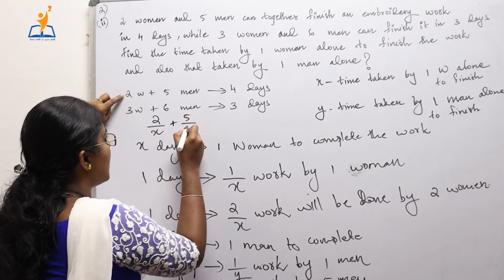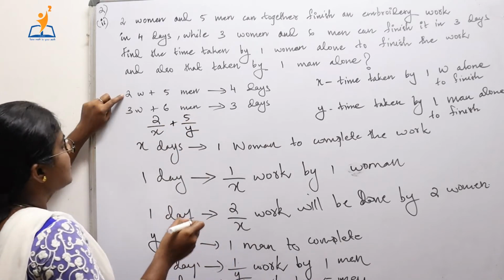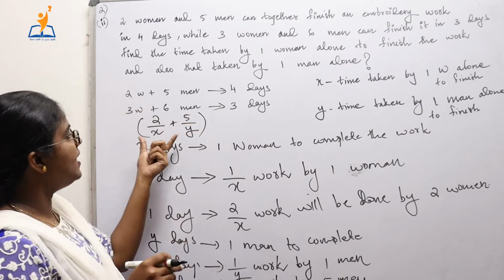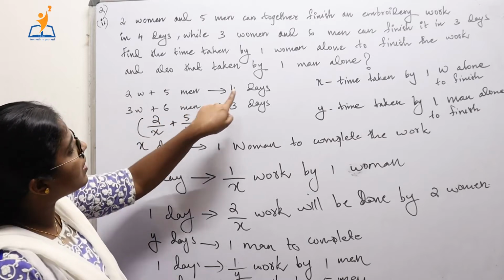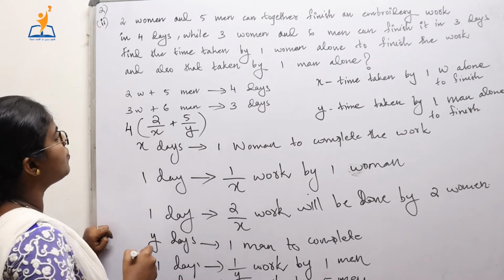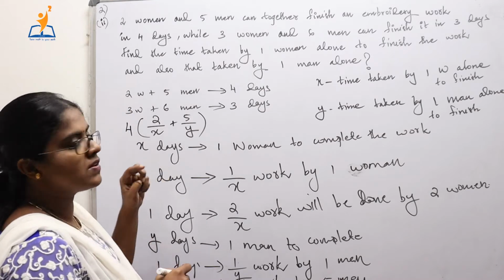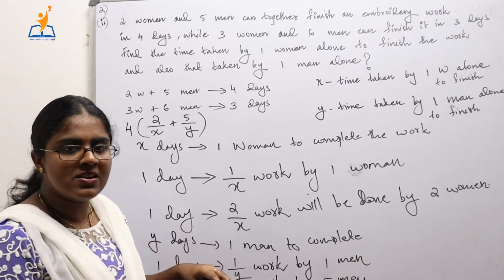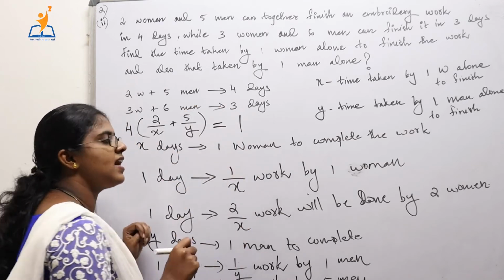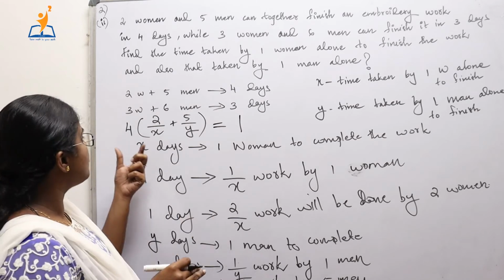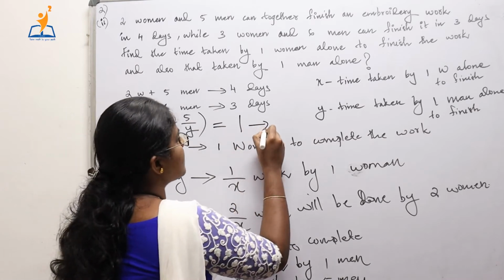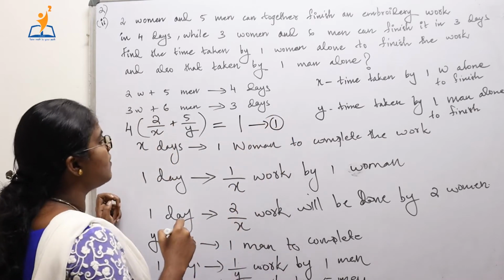So 2 by X plus 5 by Y is the work done by 2 women and 5 men in one day. Now they worked for 4 days, so it is 4 times 2 by X plus 5 by Y, and the work is finished. The completed work can be considered as 1. So 4 into 2 by X plus 5 by Y equals 1 is one of the equations given.